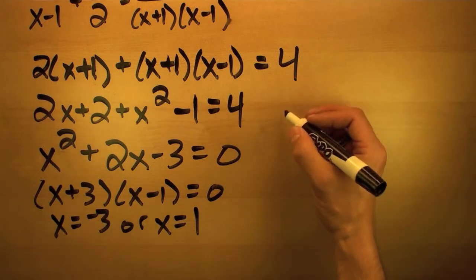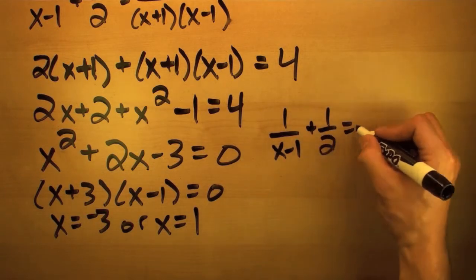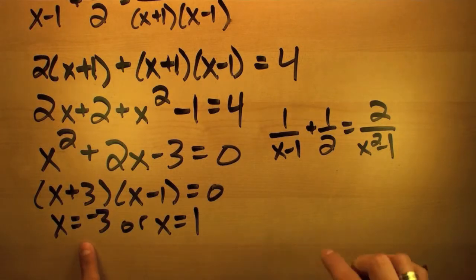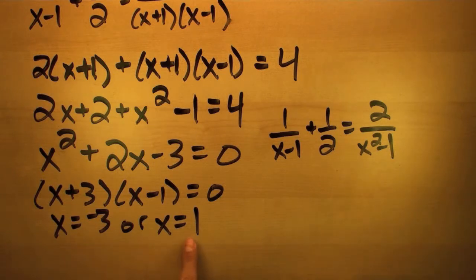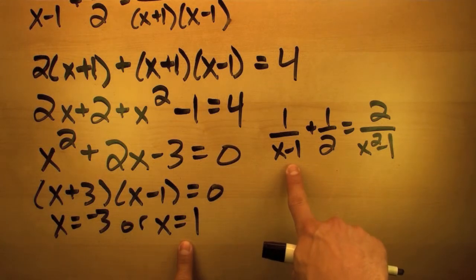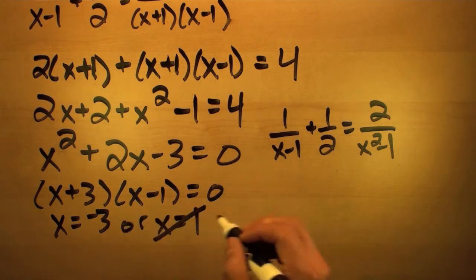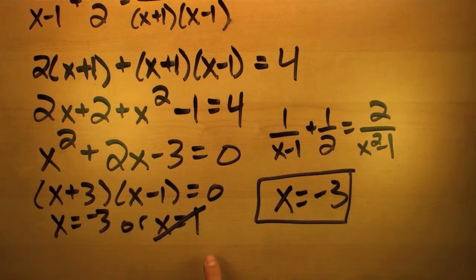We want to verify both of these solutions, so let me rewrite our original equation right here. And we can see if we plug in negative 3, you go through and work it out, you'll get a true equation. But we have a problem when we go to plug in x equals 1. When we plug in x equals 1, we get a 0 in a denominator, which is not allowed. So x equals 1 is not actually a solution to the equation, but we keep x equals negative 3, so x equals negative 3 is our solution. And the 1 gets rejected.